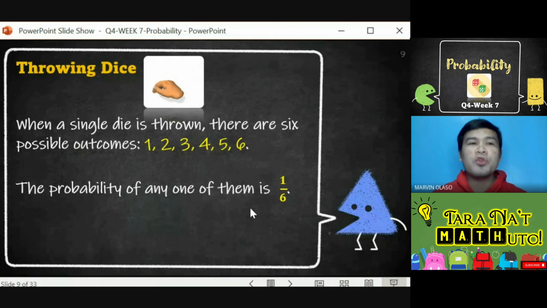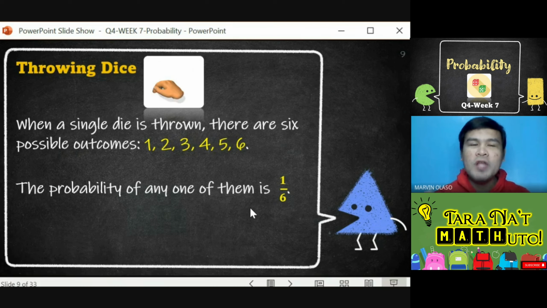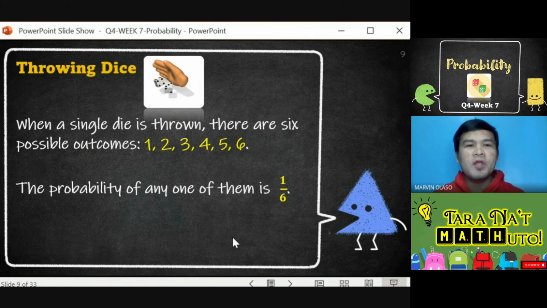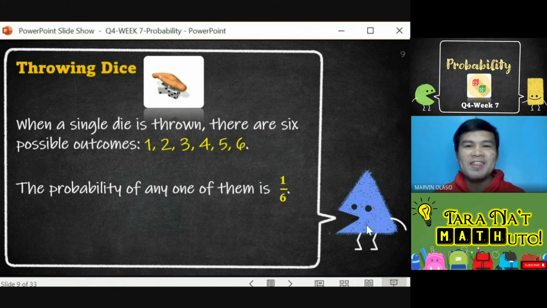Let's have another one. For example, throwing dice, no? Okay, marami. But when a single die ay itinapon natin, is thrown, there are 6 possible outcomes lang naman. Kasi merong 6 faces lang naman yung cube natin. So we have 1, 2, 3, 4, 5, 6. Yan yung ating mga possible outcomes. So, the probability of any one of them na lalabas is 1 out of 6, and that is 1/6.